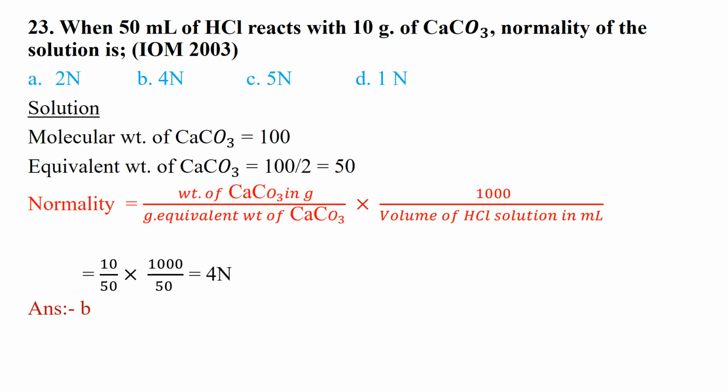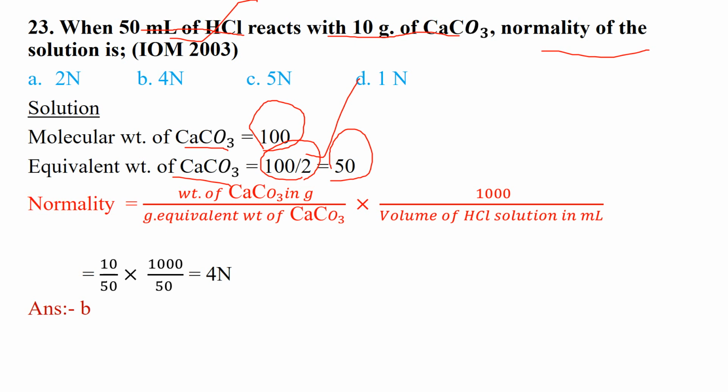Next question. When 50 ml of HCl reacts with 10 gram of calcium carbonate, then the normality of the solution is? We have to calculate the normality of the solution containing calcium carbonate in 50 ml of HCl. Molecular weight is 100 gram. Very simple. Equivalent weight will be 50, that is 100 by 2. How is this 2 obtained?